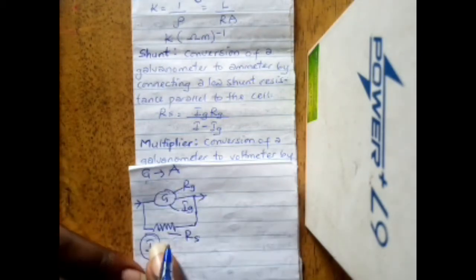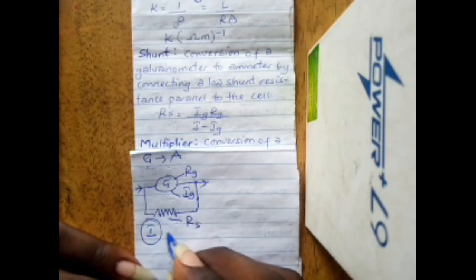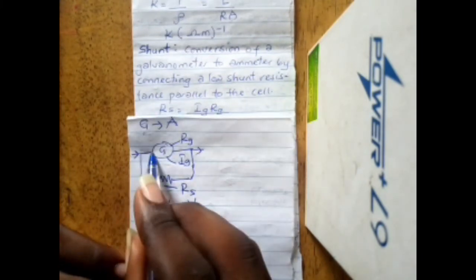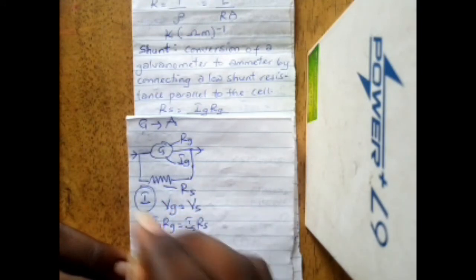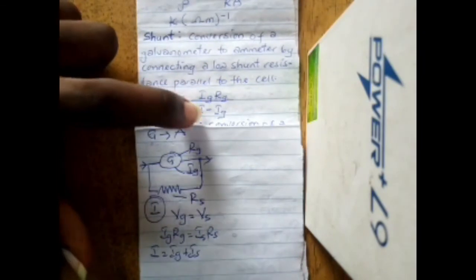Now, if you recall, the voltage drop is equal when you have parallel connections. In parallel connections, you have different currents but the same voltage drop. That's because the voltage drop in the galvanometer is equal to the voltage drop in the shunt. So that gives us IGRG equals ISRS. Now, you should not forget that the total current flowing here is the current of the galvanometer plus the current flowing through the shunt. So it's this simple relationship which brings about RS equals IGRG over I minus IG.